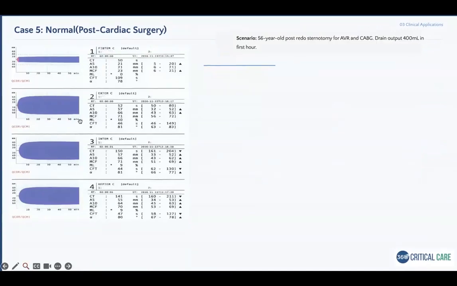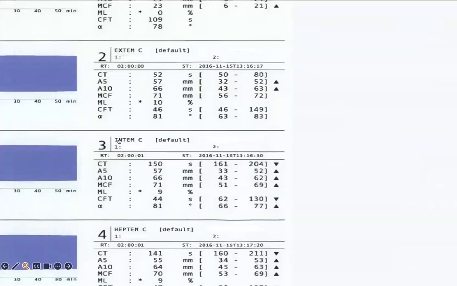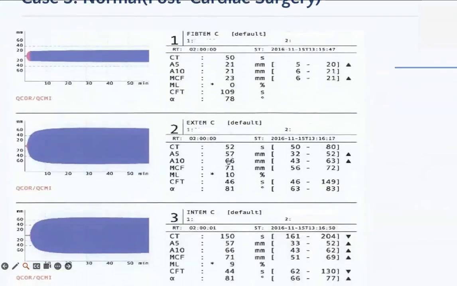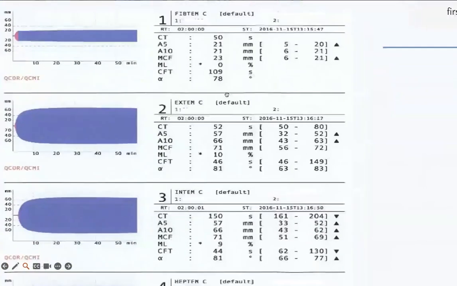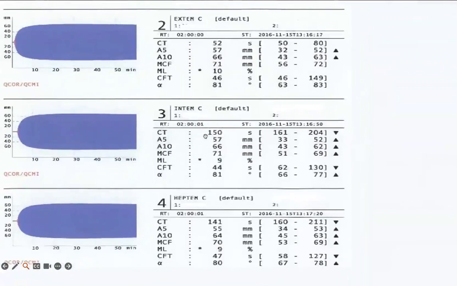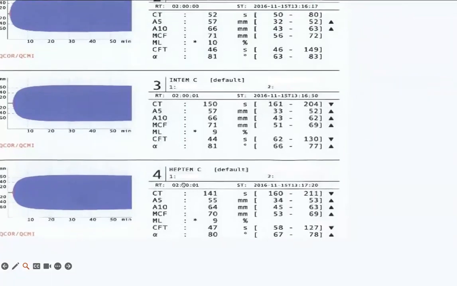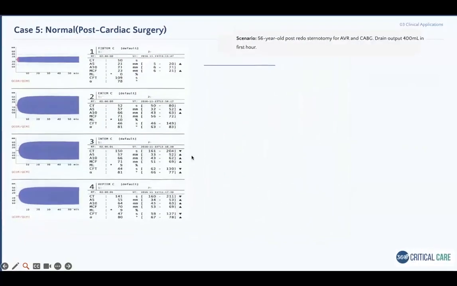Okay, now interpretation. FIBTEM channel, A5 is 21, normal. EXTEM A5 is 57, normal. So platelet and fibrinogen functions are good. In INTEM, clotting time is 150, again normal. So there is no factor deficiency. In HEPTEM, right? This is a HEPTEM. You can see that the clotting time in HEPTEM and INTEM are the same. Okay, that means no problem with heparin.